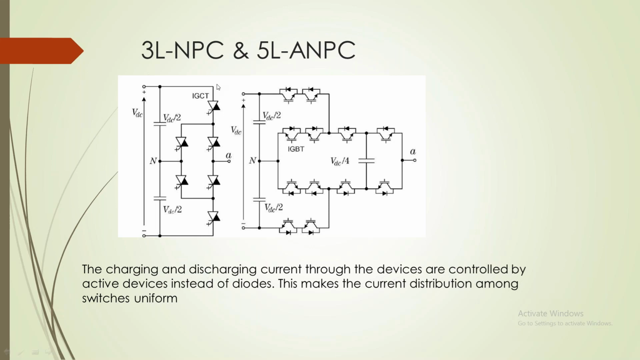Now, the problem with the normal neutral point clamp converter is that we use diodes. Even though here we use an IGCT, we use diodes to clamp the voltages, right? And these diodes have to carry the charging and discharging currents. These currents may not be equal. They may be equal, they may be unequal. It depends on the load, right?